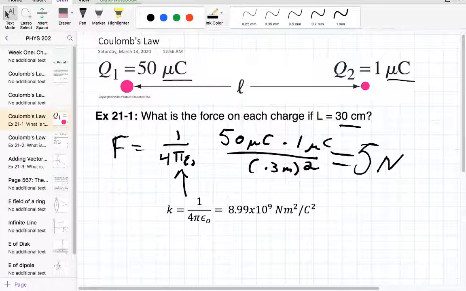So calculating the force between two electrical charges is no different at all than calculating the force between two objects using the law of gravitation. So I'm going to go ahead and pause the video, and in the next video we'll look at a little more complicated situation where the charges are not equal.